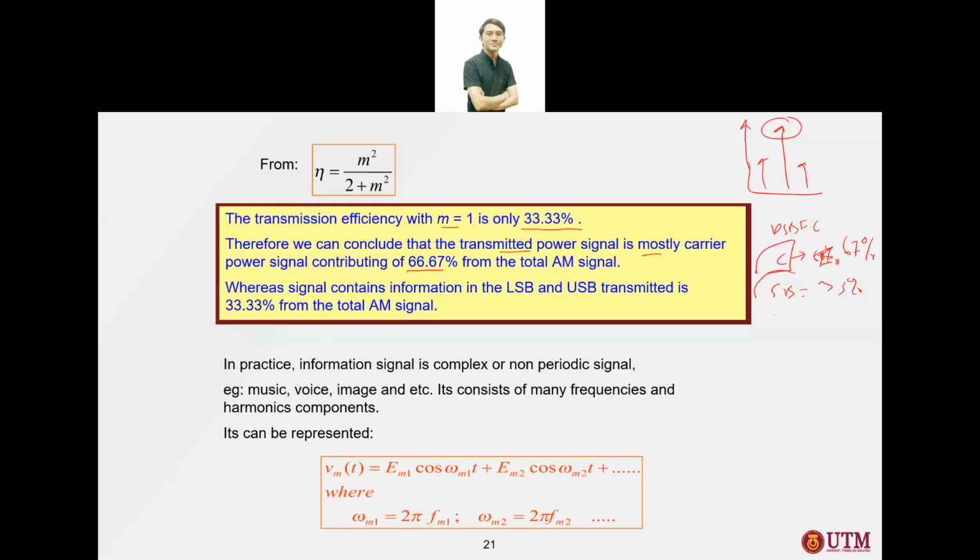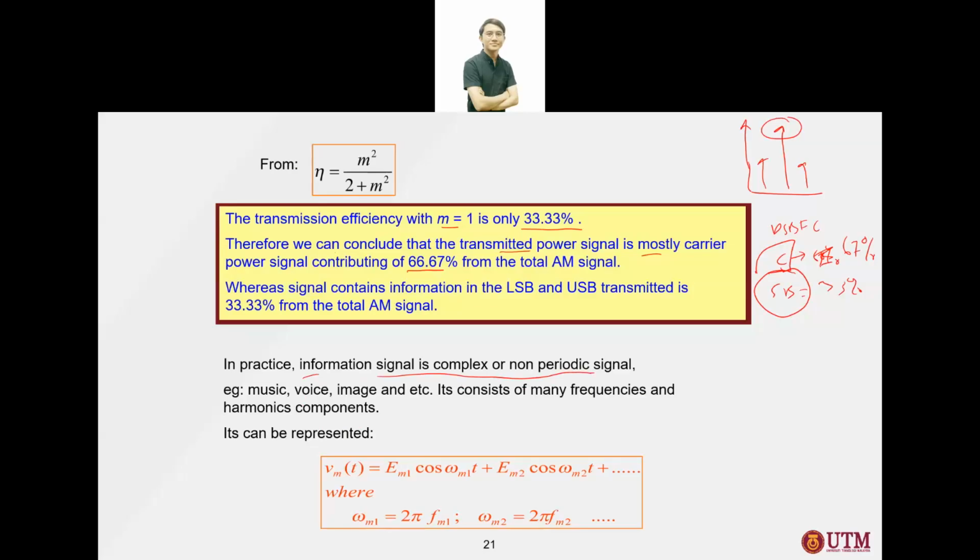And then the information only resides in the sidebands, and each sideband has the same information. In practice, the information signal is complex and non-periodic. Like I told you, it's not only a cosine every time. It can be a ramp, straight pass, rectangular, and a lot more. But for simplicity, we just use cosine.